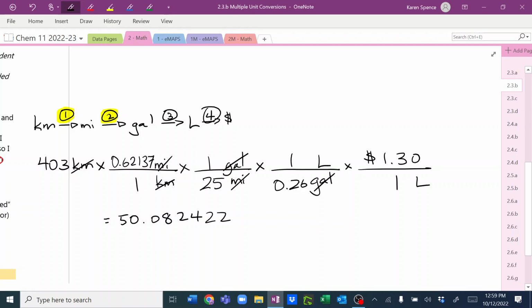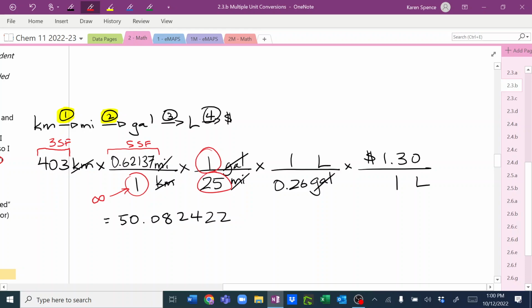Let's go back to our question, because we should consider significant figures. This is not like that other one where it's sort of ambiguous. 403. How many sig figs there? 3 sig figs. How many sig figs in 0.62137? 5 sig figs. How many in the 1 kilometer? Infinite sig figs. How about 1 gallon and 25 miles per gallon?